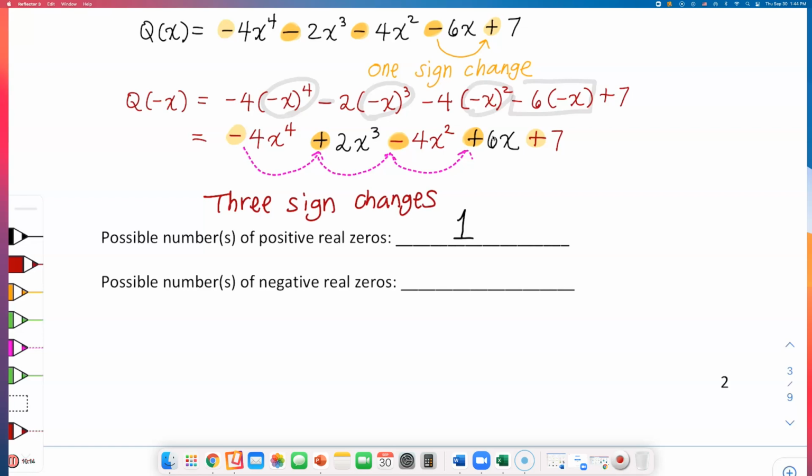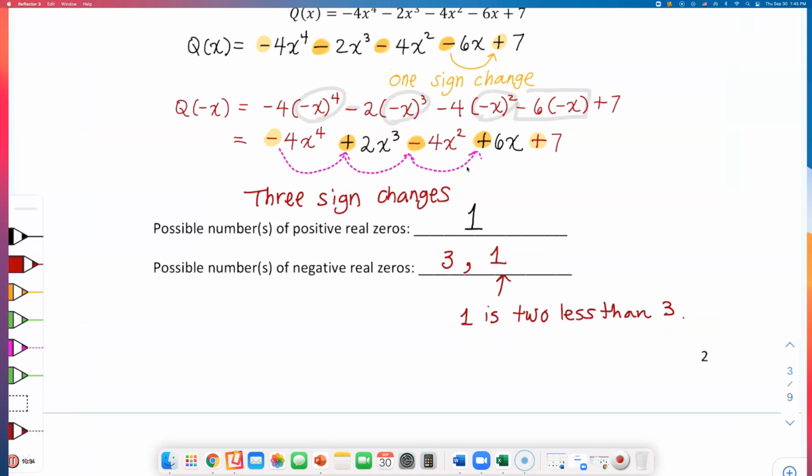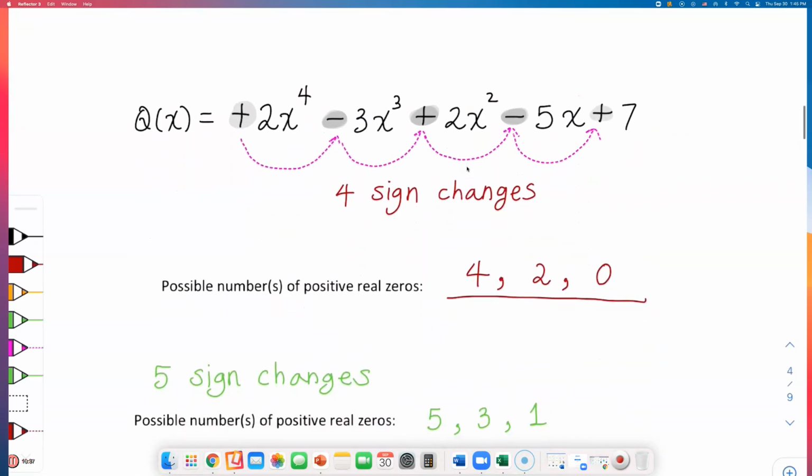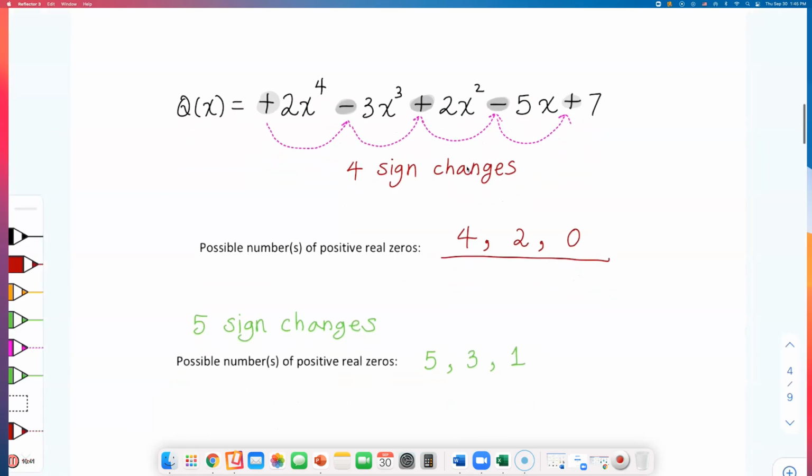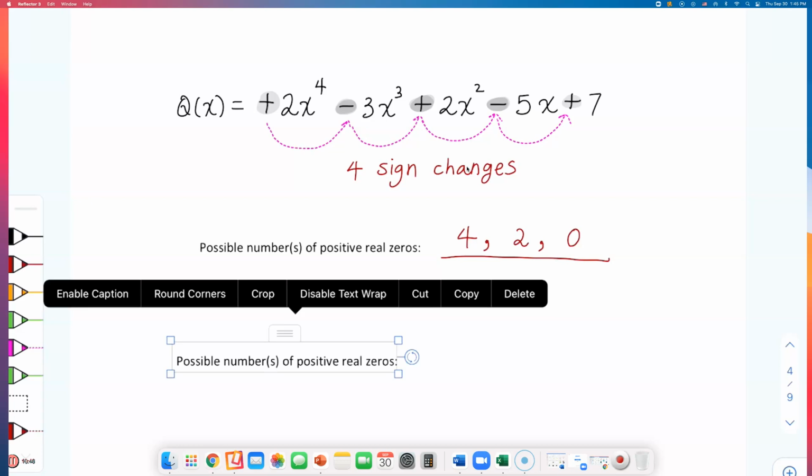So it can have 3 negative real zeros or 1 negative real zero. And I got 1 from 3, 2 less than 3. So you have to list both 3 and 1. It will be wrong if you just say 3. Okay, so let's do the last one, the one that I created. This is just an extra example that I made up, but I think we should do it.